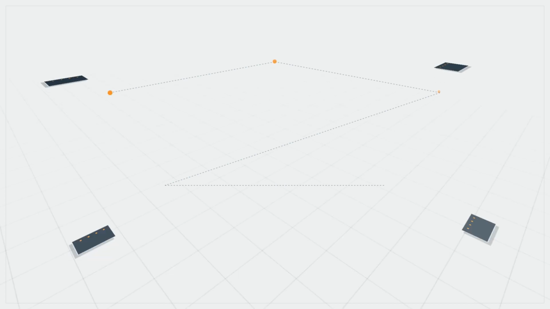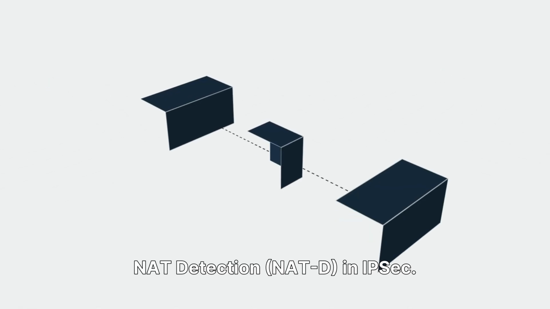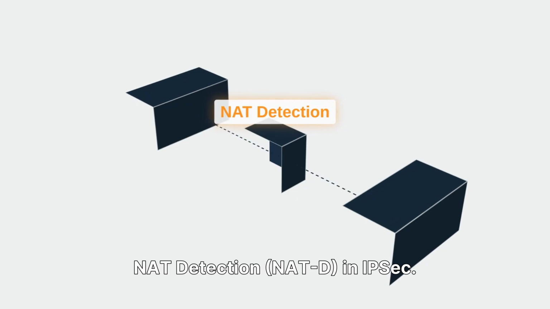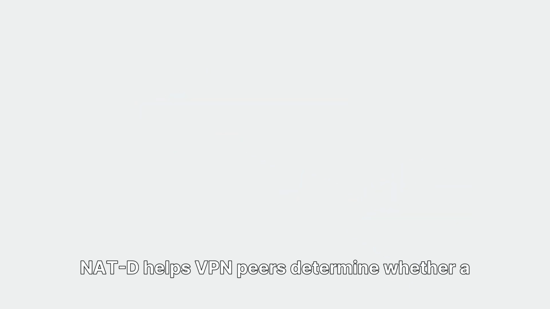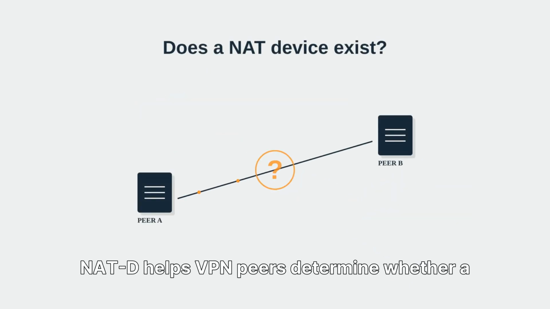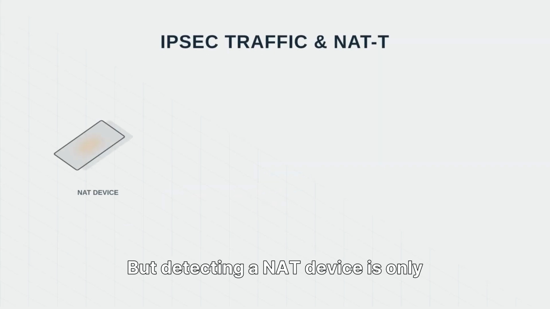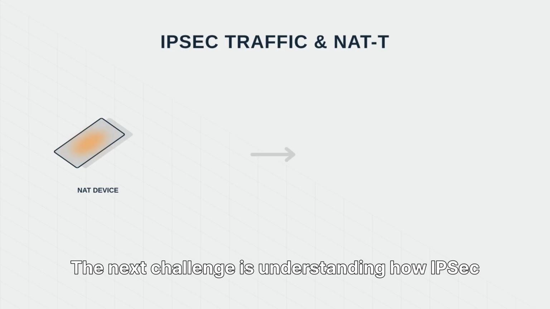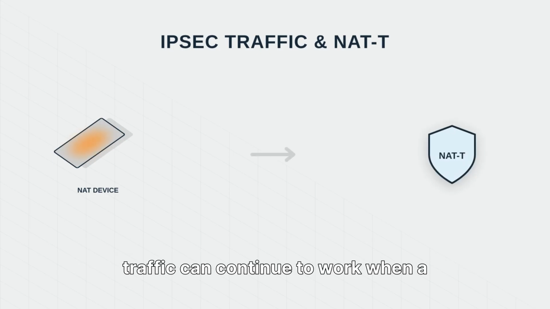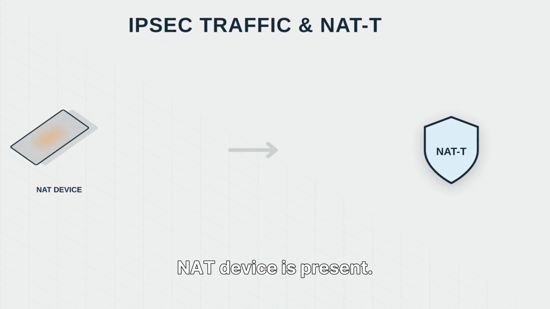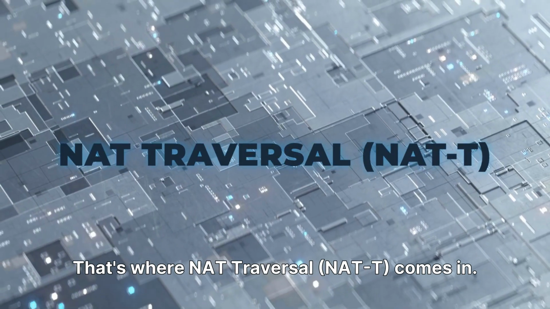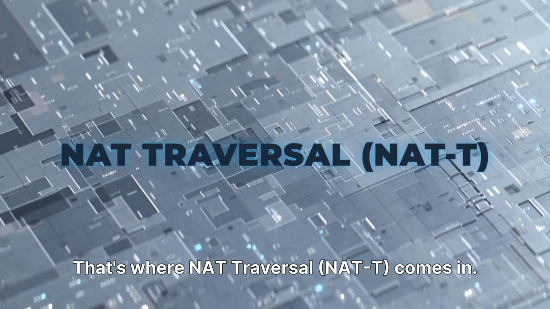Hey guys, welcome back. In the previous video, we learned about NAT detection, NAT-D in IPSec. NAT-D helps VPN peers determine whether a NAT device exists between them. But detecting a NAT device is only the first step. The next challenge is understanding how IPSec traffic can continue to work when a NAT device is present. That's where NAT Traversal, NAT-T, comes in.